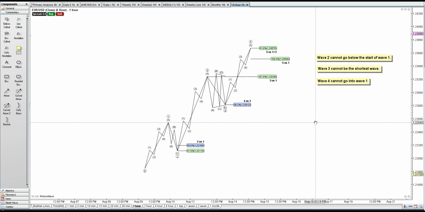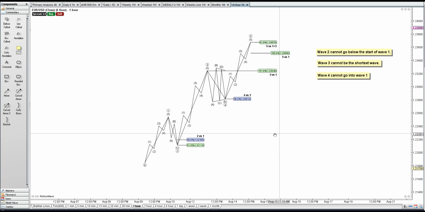Like I say, it's a rarity that it happens. If it does, then I don't see the move up or down being strong. If the market is not strong enough to keep wave 4 out of the territory of wave 1, then I don't see it as a very strong market, if that makes sense. Okay? So those are the rules.